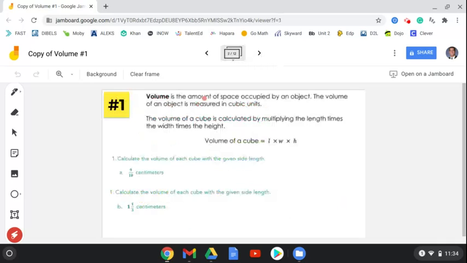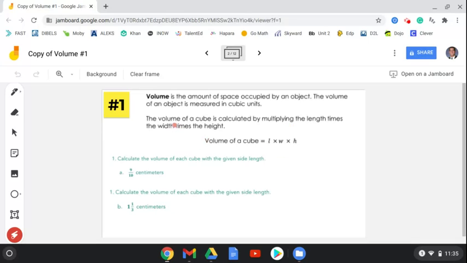Volume is the amount of space occupied by an object. And the volume of an object is measured in cubic units. And so in our previous module, we found the area, which was measured in square units. The volume is measured in cubic units because we're multiplying not 2 units together, we're multiplying 3 units together.